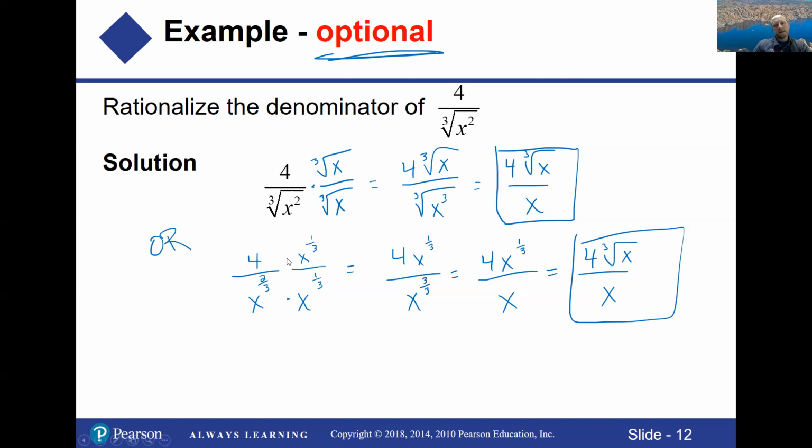So again, this last example was optional. If that interests you and you want to try other ones like it, there should be more examples in your textbook there. But anyway, that is all for section 10.4.